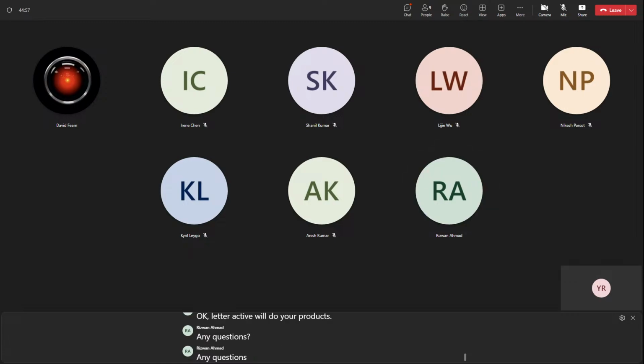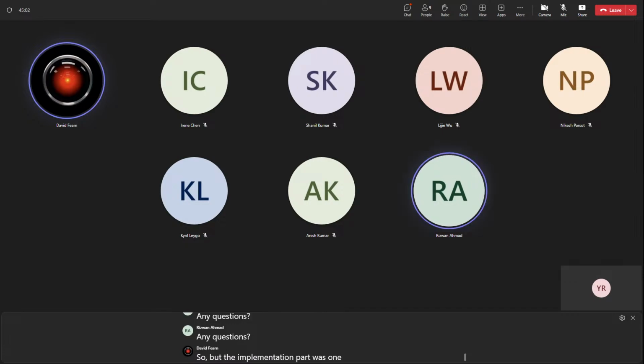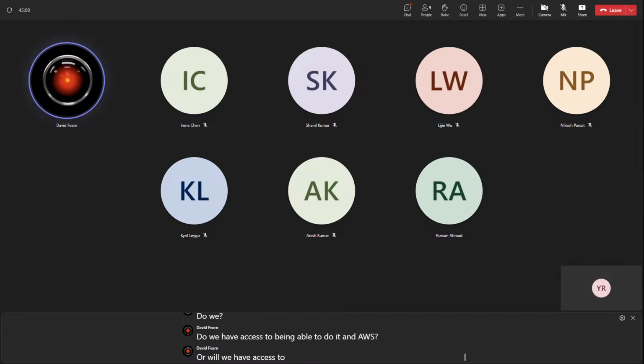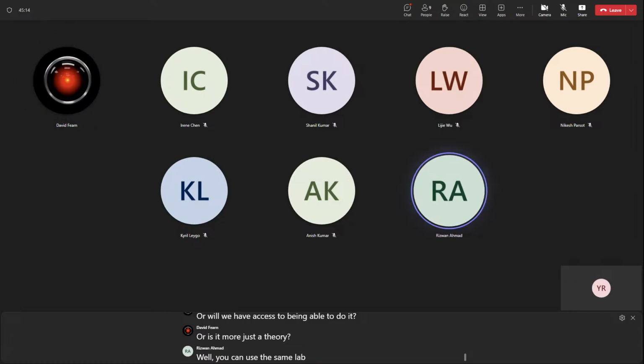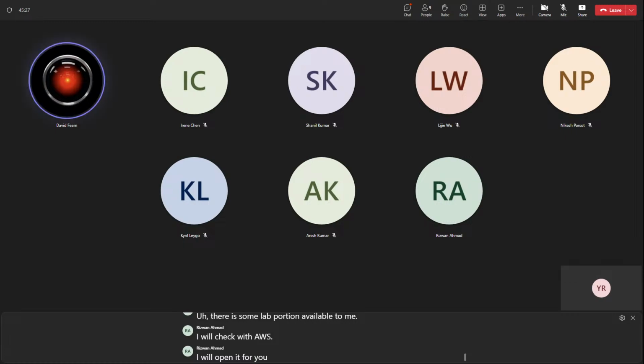Any questions? So with the implementation part, Rizwan, do we have access to being able to do it in AWS, or is it more just theory? So you can use the same lab environment and try to do it over there. There is some lab portion available to me. I will check with AWS. I will open it for you. Okay, we'll revisit that. I get the gist of that.